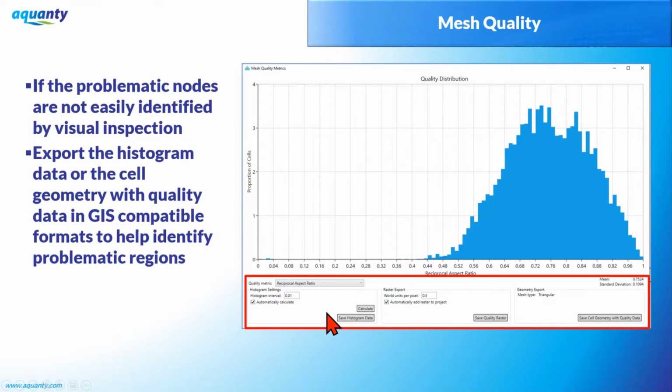Any of these quality metrics can also be exported to CSV or shapefile if you're having trouble finding the actual locations in your mesh that are of poor quality. So you can see here on this graph, it's a bit hard to see, but there are some pretty poor quality triangles as indicated here on the quality distribution. So if you, say, exported the shapefile along with this quality data, you could quite easily find those triangles which have these poor quality aspect ratios.